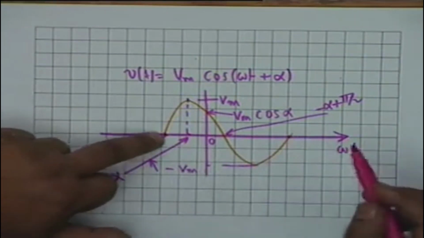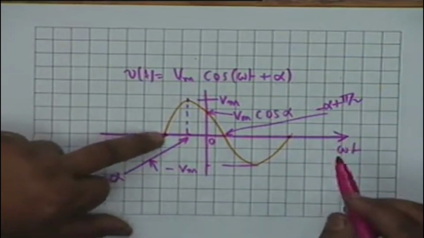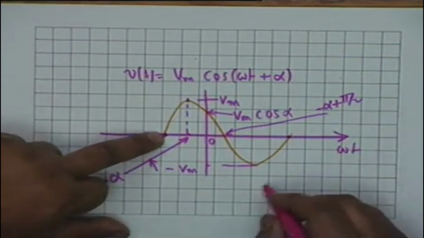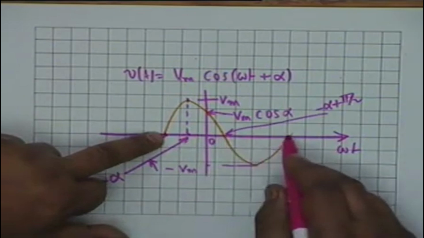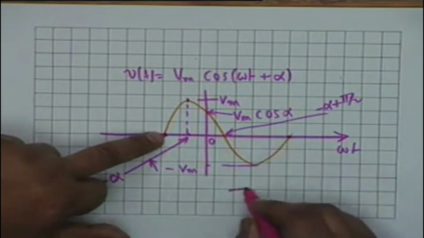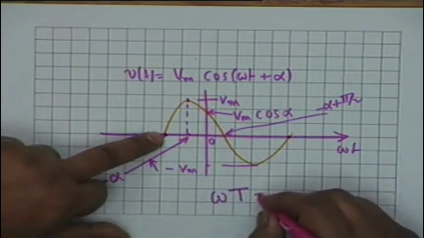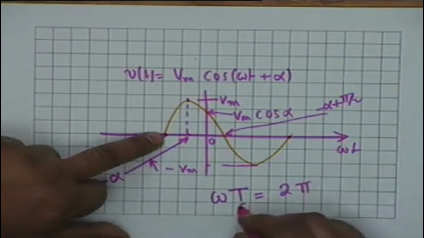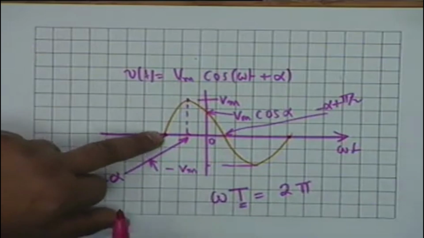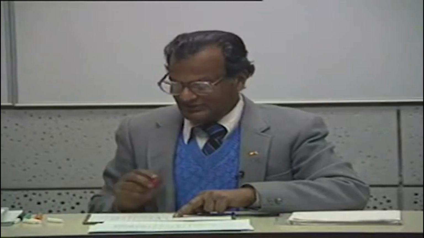And what is the difference between these 2 points? That is the point at which omega t equal to 2 pi. So, if I denote the corresponding time by capital T, then omega capital T is equal to 2 pi. And what is capital T? The time period. And what is the relation between time period and frequency?